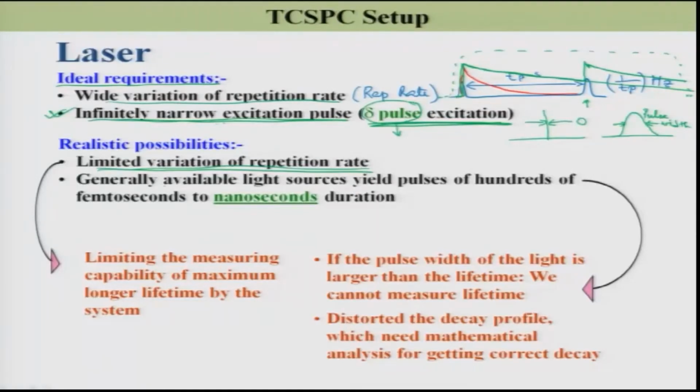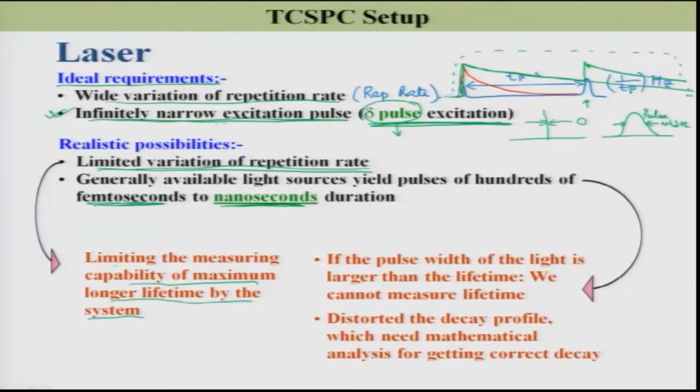So, we are restricted in that, and the pulse width also cannot be generated as a delta pulse; it depends on the laser medium. Sometimes it is nanosecond duration, sometimes 100 femtosecond duration, and so on. You also have picosecond laser pulses. This limited variation of the repetition rate will limit our ability to measure the longest fluorescence lifetimes of the system.